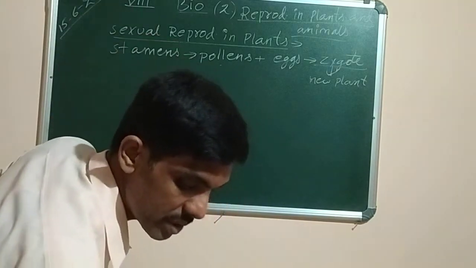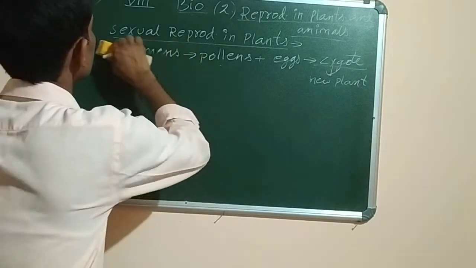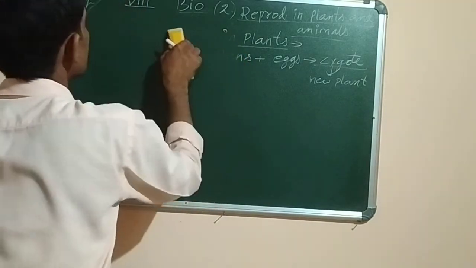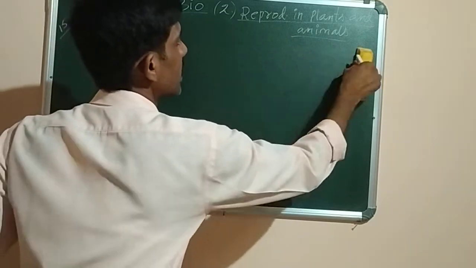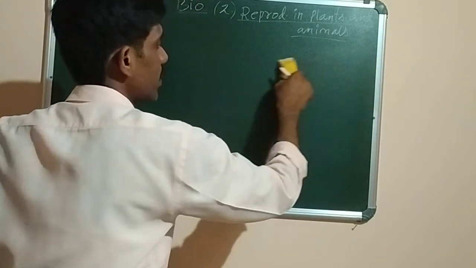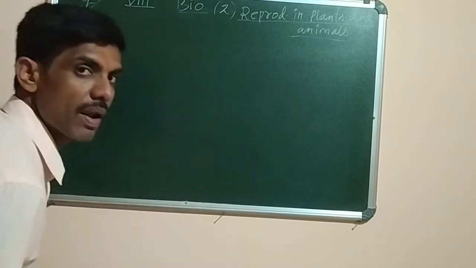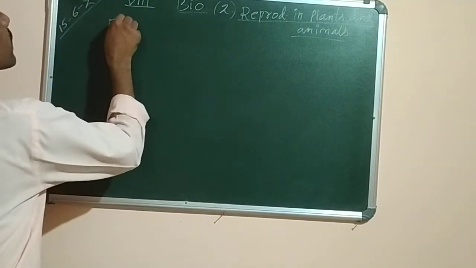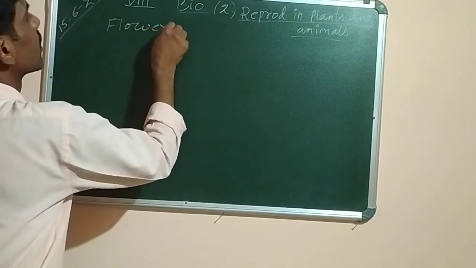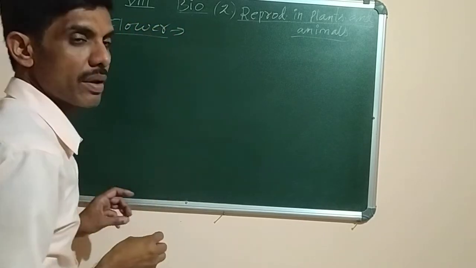So what is the unit or the smallest part of sexual reproduction in plants? The flower is the reproductive organ of the plants. Means the flower is the organ which contains both the male and female parts of the plant. So first we will study about the flower, the structure of the flower.